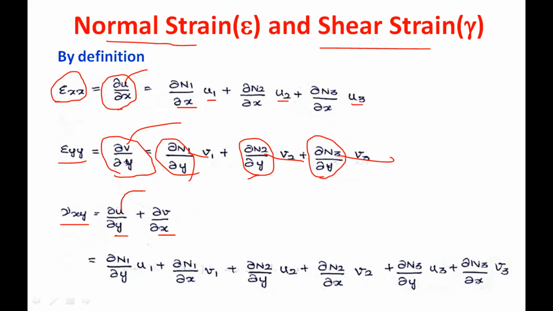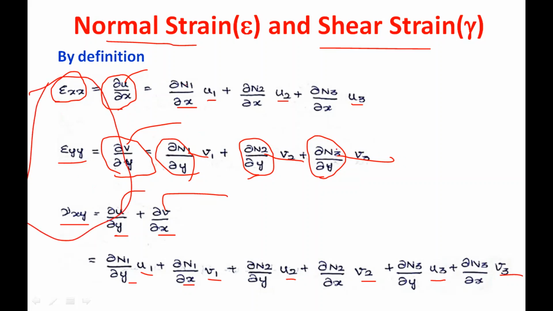So now substitute the expression for u and the expression for v. We will get dou n1 by dou y u1, dou n1 by dou x v1, dou n2 by dou y u2, dou n2 by dou x v2, dou n3 by dou y u3, dou n3 by dou x v3. I am writing the equation in the order u1 v1, u2 v2, u3 v3, like that. Then only we can combine these three strains in matrix form.